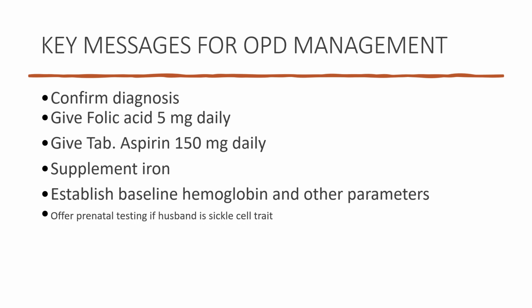So the key messages for outpatient OPD management are: confirm diagnosis, give folic acid, aspirin, supplement iron, and establish baseline hemoglobin and other parameters. And offer prenatal testing if the husband has sickle cell trait or disease.